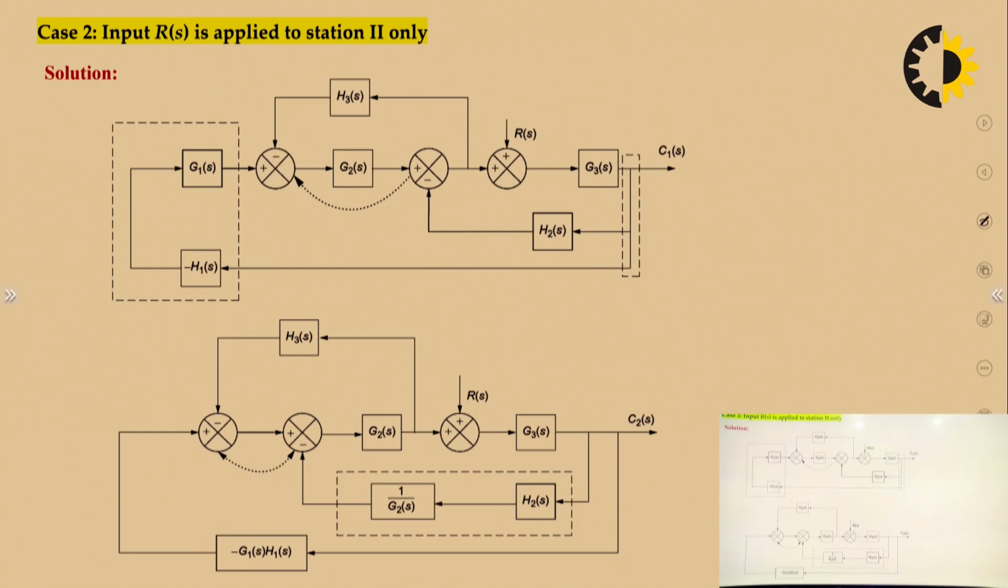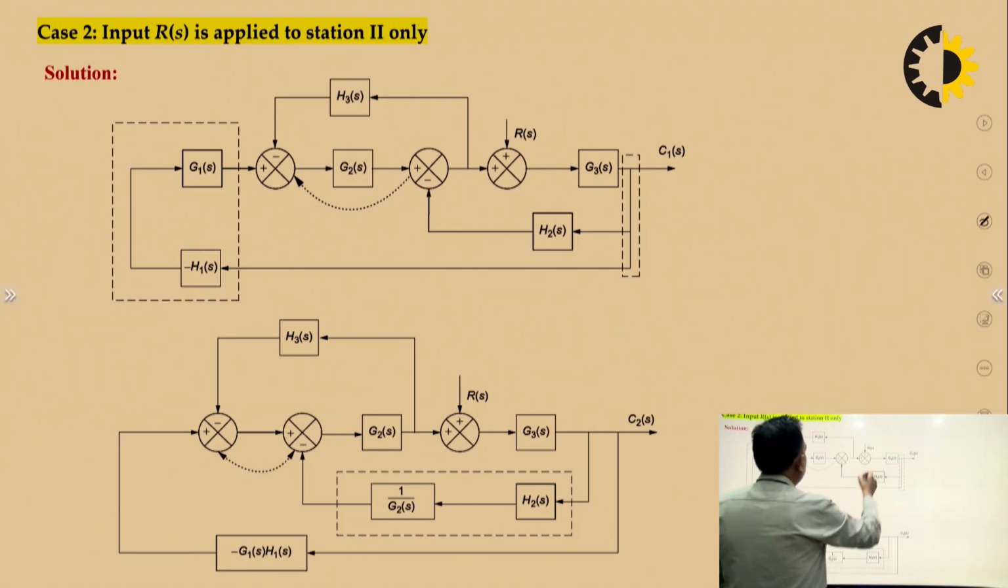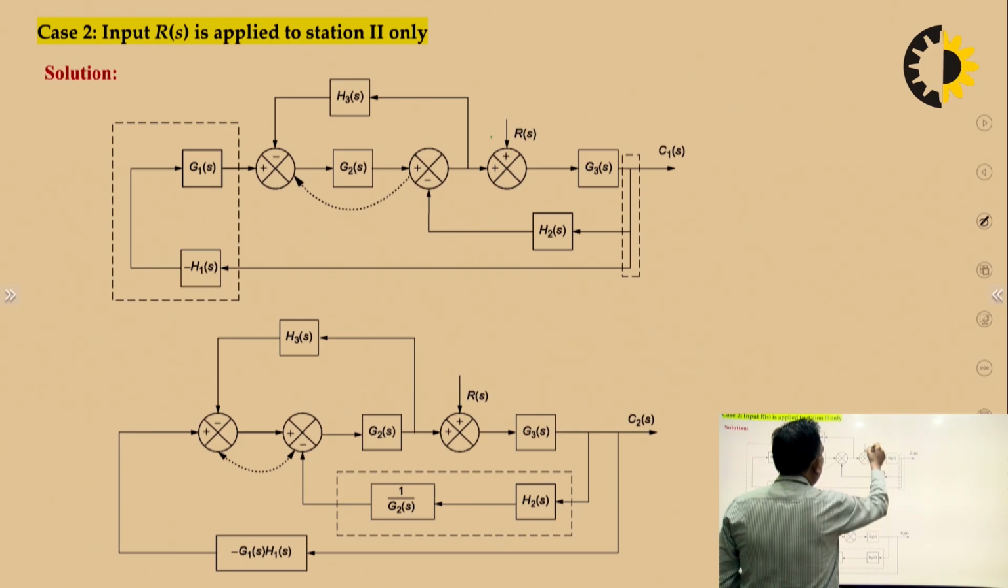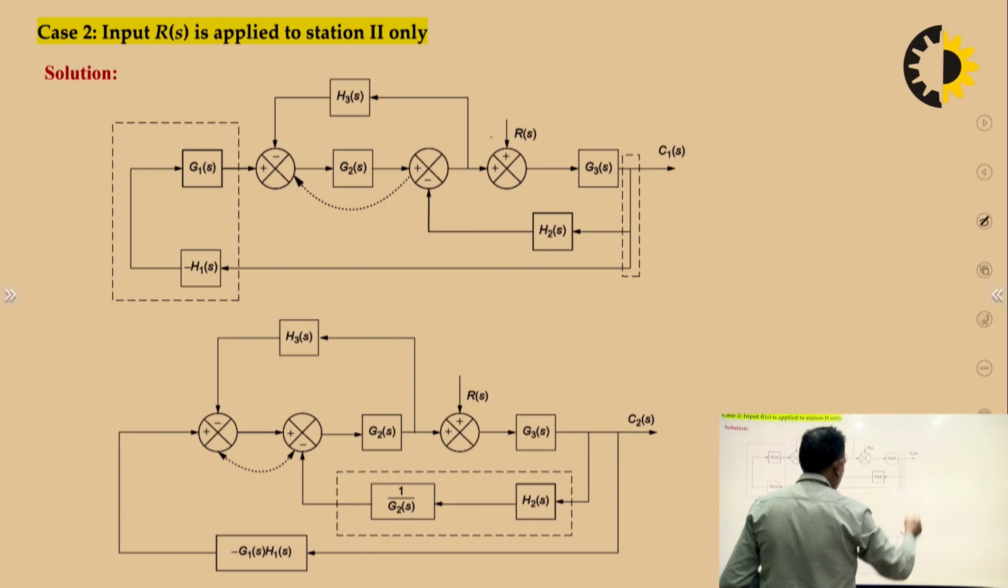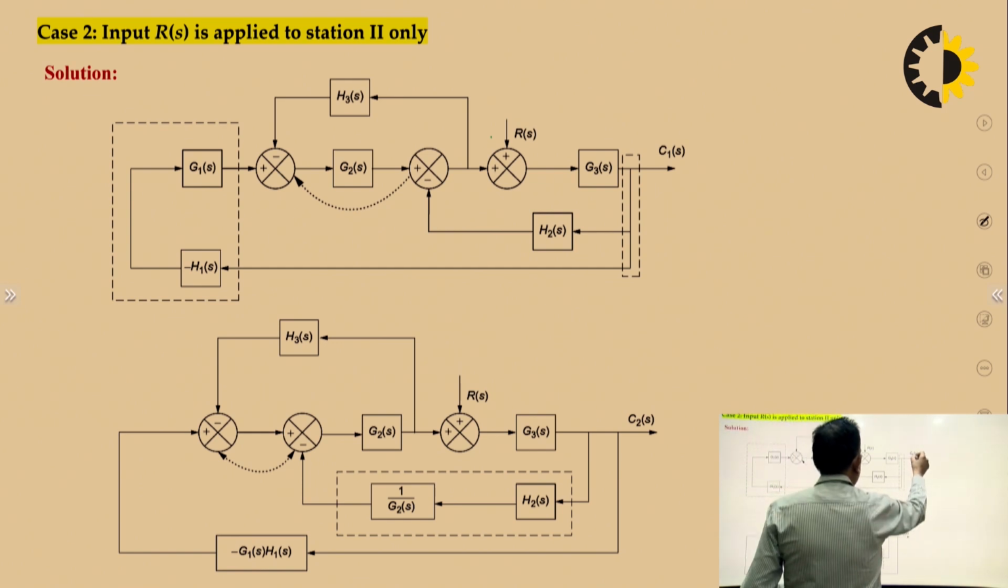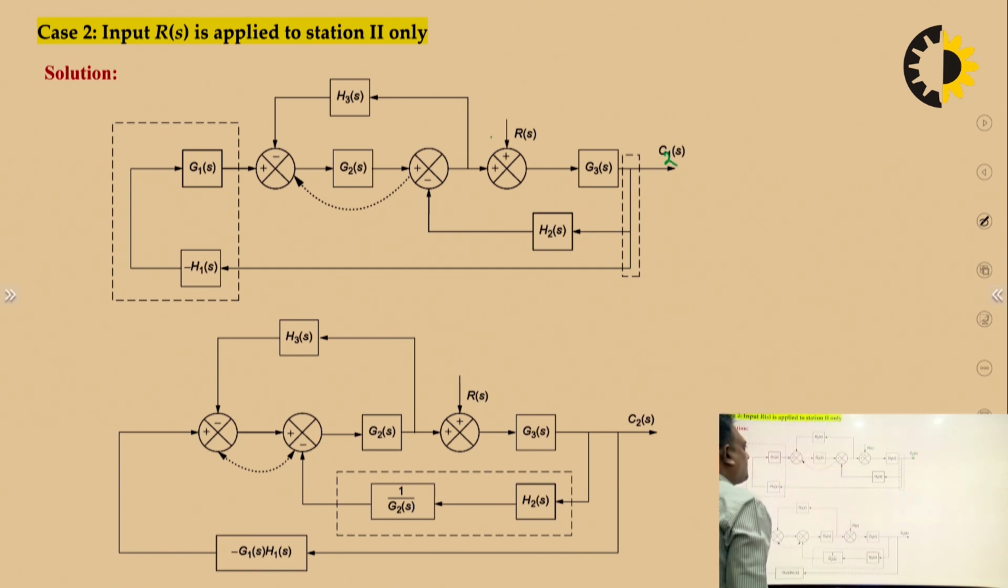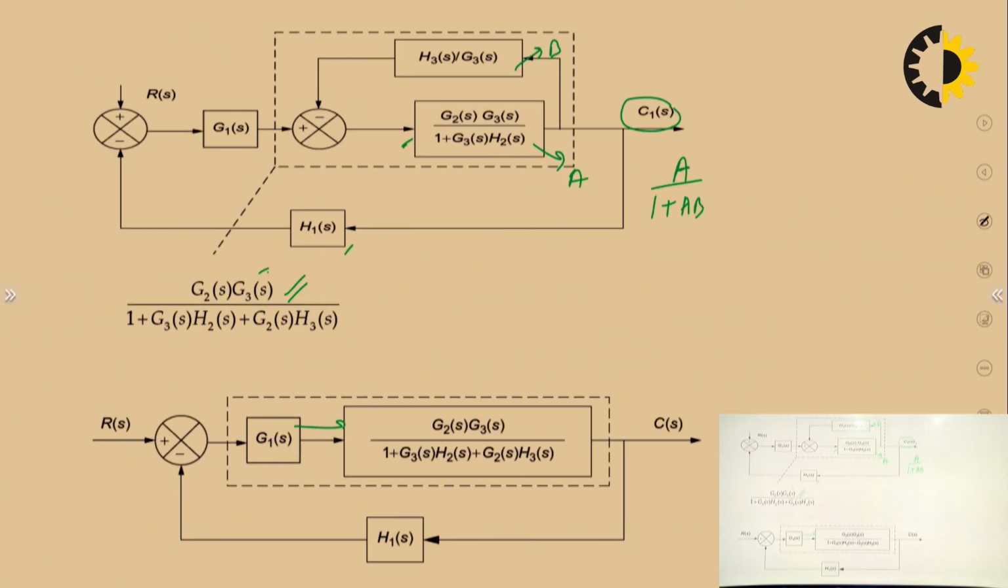Now we will apply the input at station 2. It means this summing point will now be required. So we are applying input over here and getting output from here. Let us suppose this time the output will become C2S. There is no input here. You can see the role of this summing point is to add this input. When this input becomes 0, there is no need of this summing point.